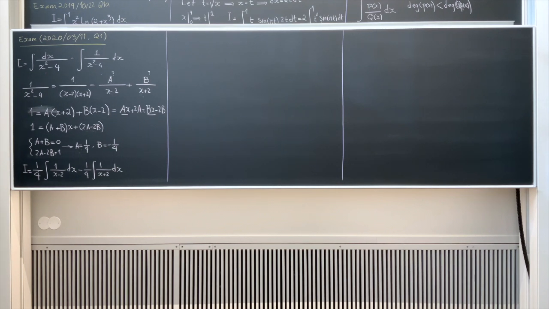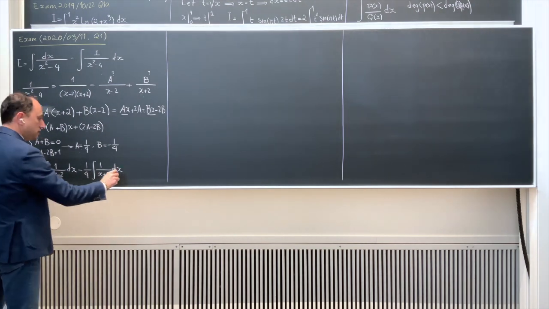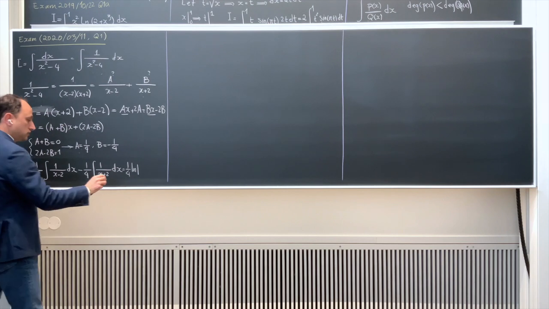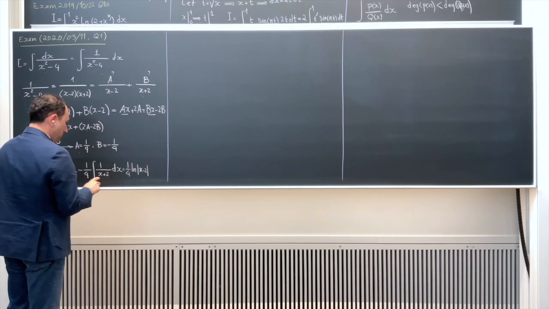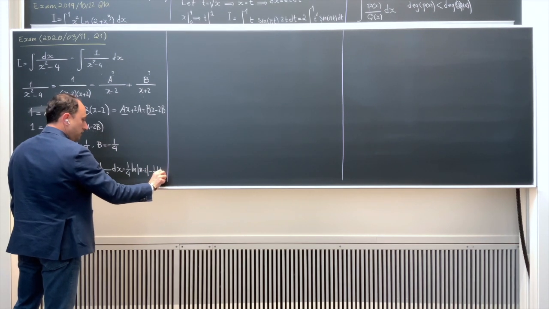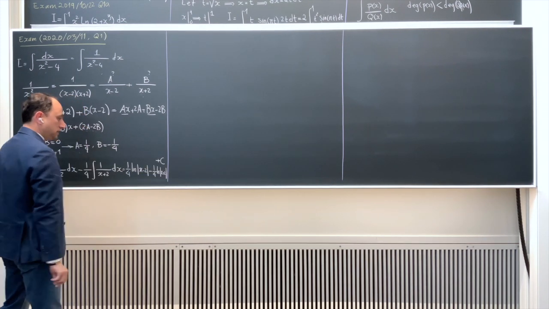Understandable? Okay, now my question is that, of course, in principle, you need to use the substitution method, but I don't think they will actually deduct any points from you, because this is very, very trivial. Can you tell me a function whose derivative is 1 over x minus 2? Clearly, it's ln, yes? So you write 1 over 4, but don't forget to write ln of the absolute value of x minus 2, then minus 1 over 4 ln of the absolute value of x plus 2, and then you write a constant c at the end.